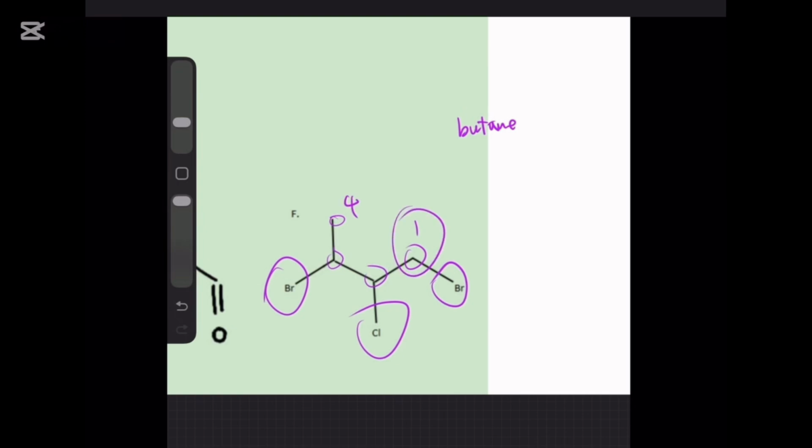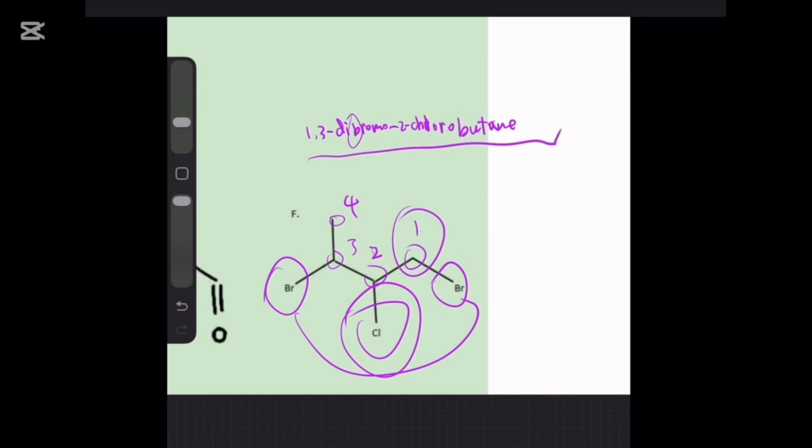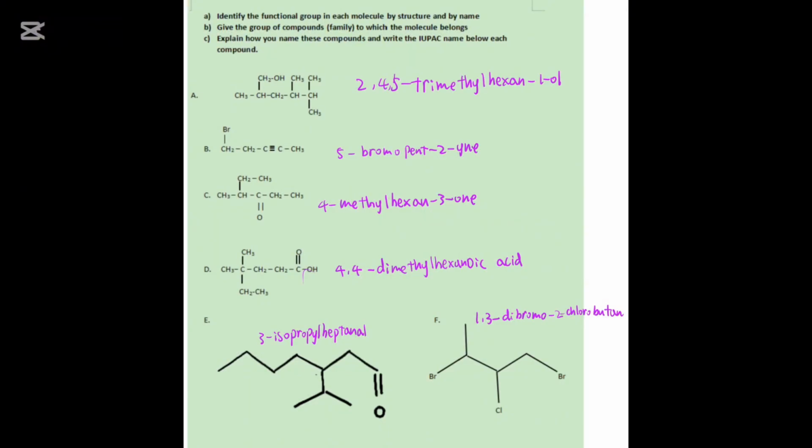And then we find the substituents. There are 2 bromines. So we write the location. They are attached to the 1st and 3rd carbon. And then since there are 2, we have to write the prefix dibromo. And then find the chlorine. Chlorine is attached to the 2nd carbon. So there's only 1. So we write chloro. To double check the alphabetical order is correct, we don't look at the prefix. So these are the names for all compounds.